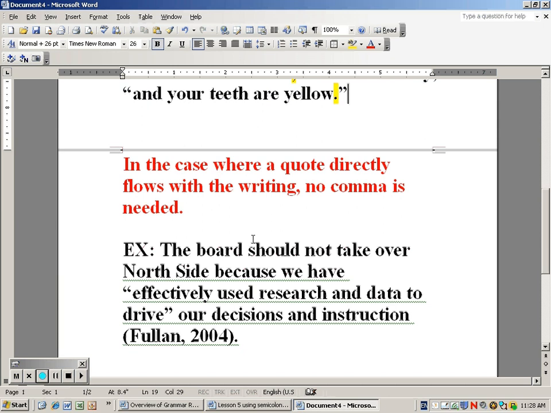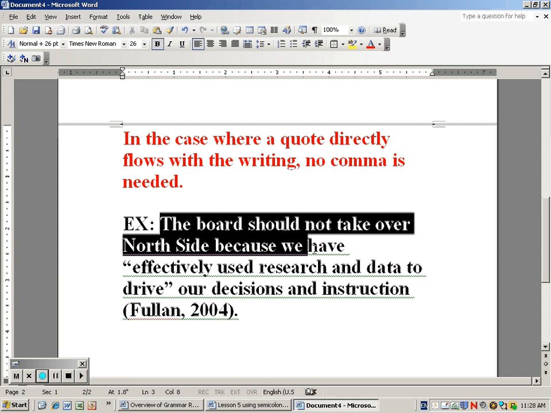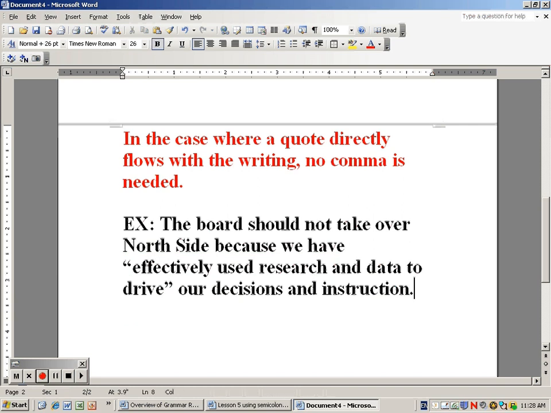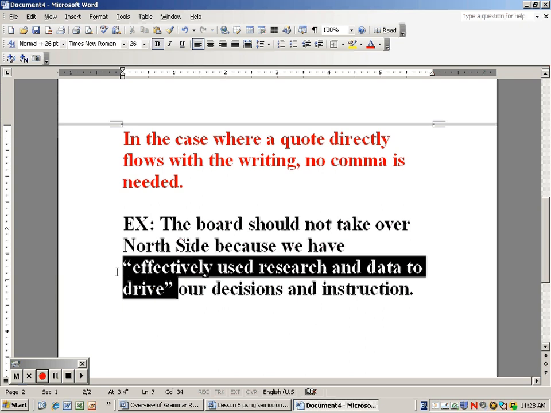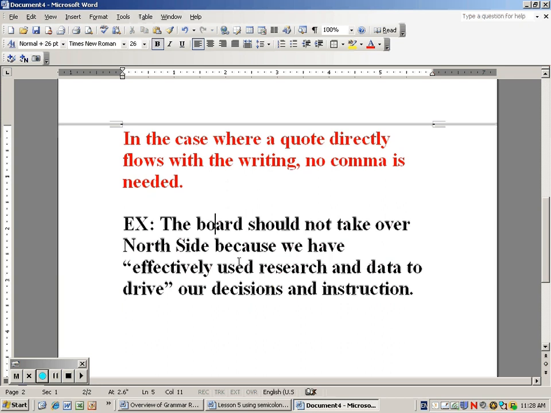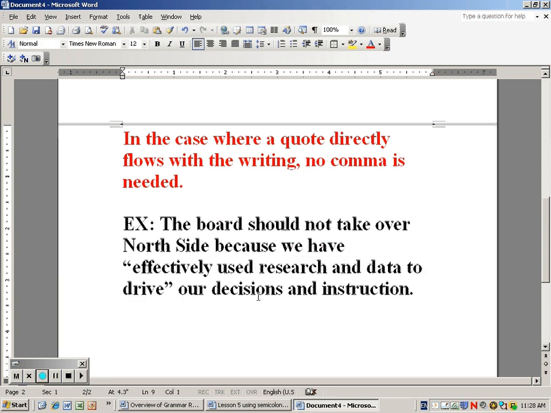Now we're going to talk about quotes. In the case where a quote directly flows into the writing, no comma is needed. The board should not take over Northside because we have, and then direct quote, "effectively used research and data to drive our decisions and instruction." And I'm going to get rid of this just for the sake of argument or clarity. In this case, we have a direct quote that flows with the writing. This is not dialogue. This is not a character speaking. This is information from another source.